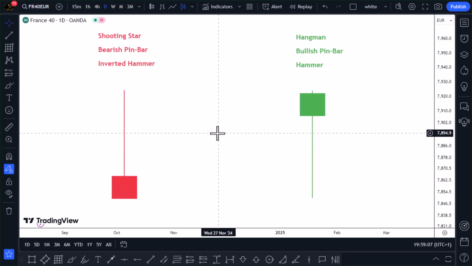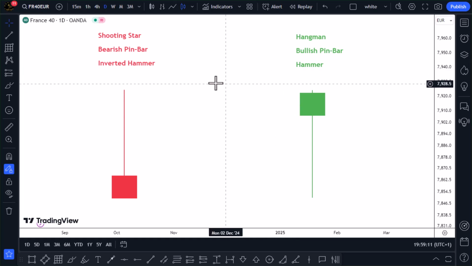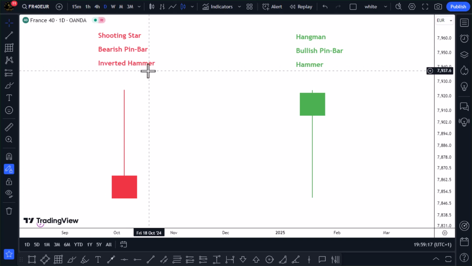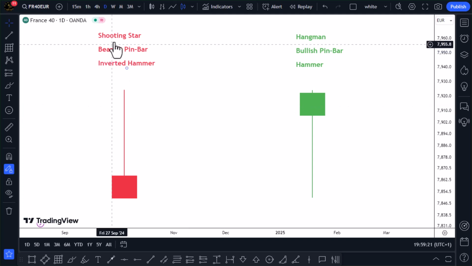But in the case of this bar right here, which we call the shooting star or the hangman, you can as well call it bearish pin bar. The opposite is bullish pin bar. You can as well call it the inverted hammer, and the opposite is hammer. So this is the bullish bar and this is the bearish bar. Whenever you see this candlestick on your price chart, it means a lot in trading.